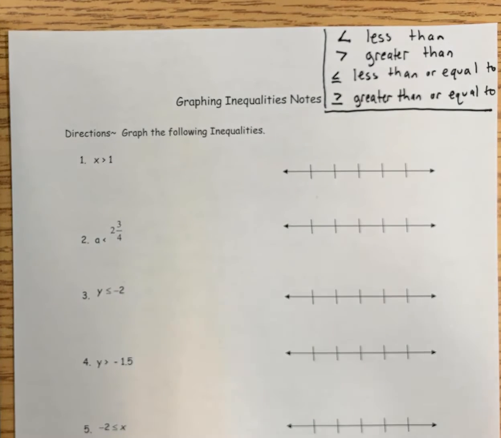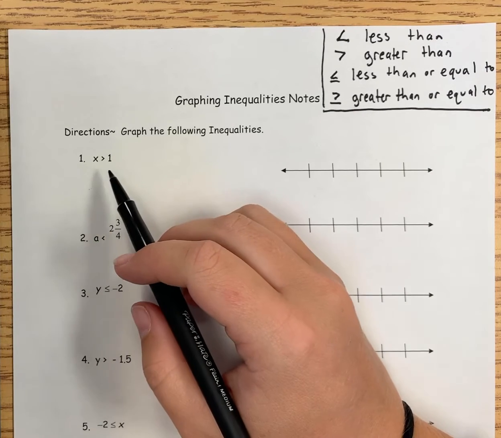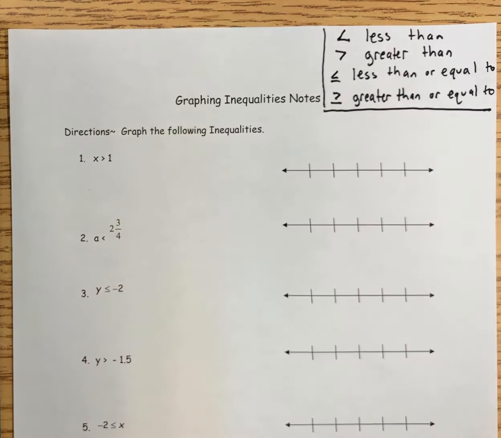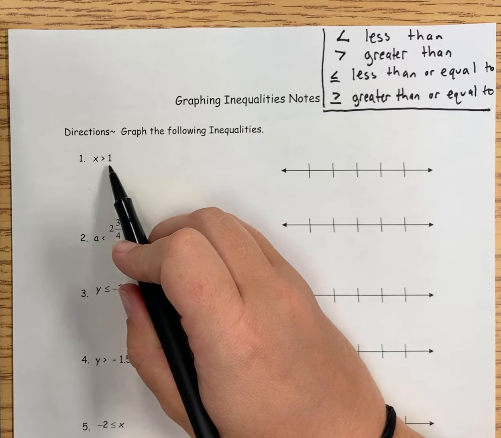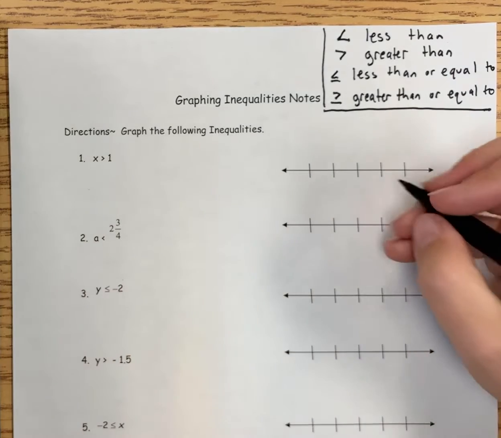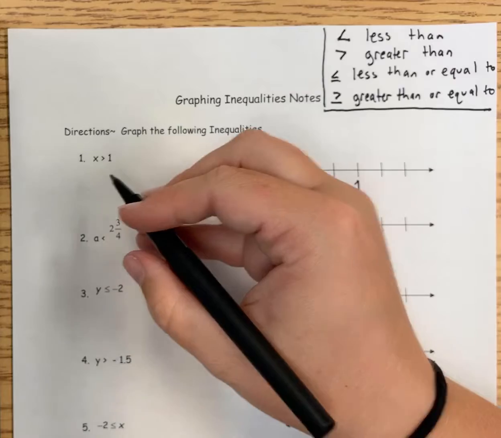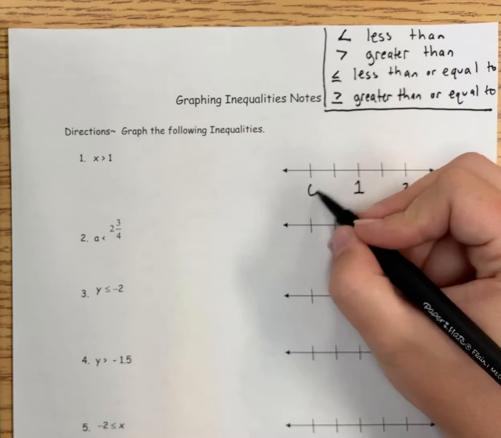Okay, our first example here, we have an inequality that says x is greater than 1 because it's facing towards the variable. It is greater than. When graphing inequalities, here's what I need. You need to write the number that you're using in your inequality, so 1. And then I want you to put one number above it and one number below it, and that's good enough for me. So one number above it would be 2, one below it would be 0.